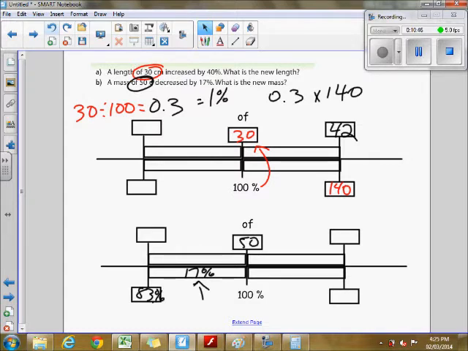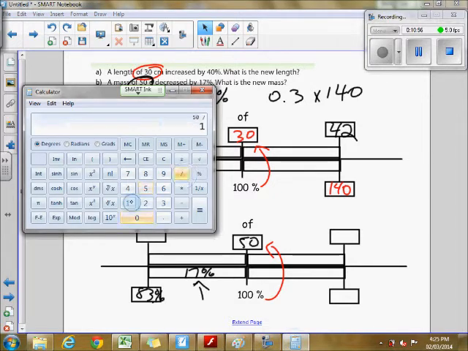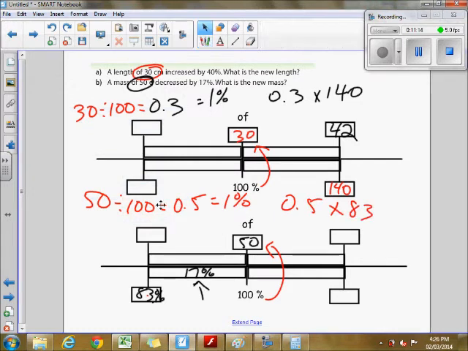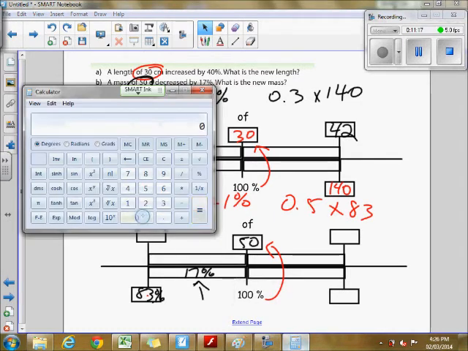We can use the same concept by dividing 100 into 50. So 50 divided by 100. Calculator, 50 divided by 100 gives us 0.5. So that's 1%. So 83% would be 0.5 times 83. 41.5.